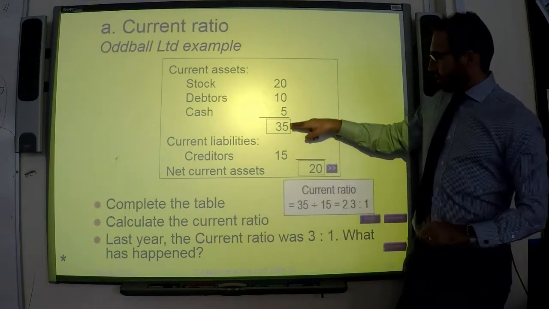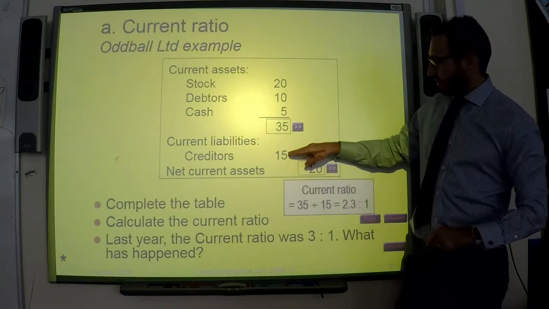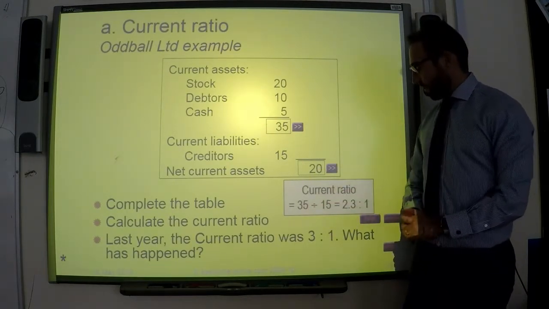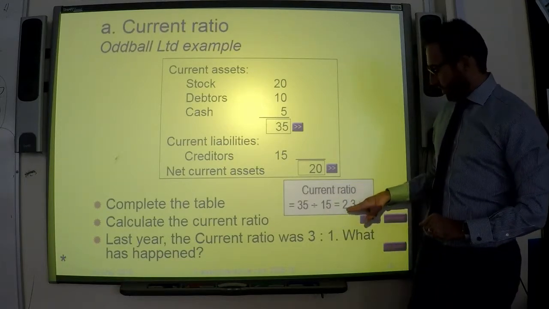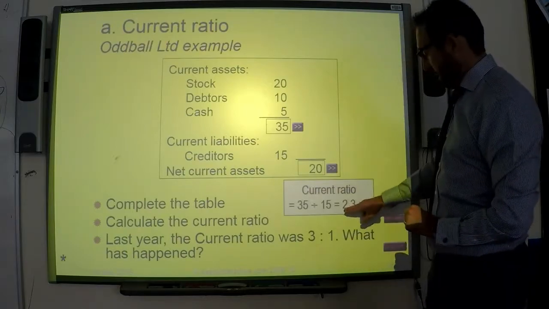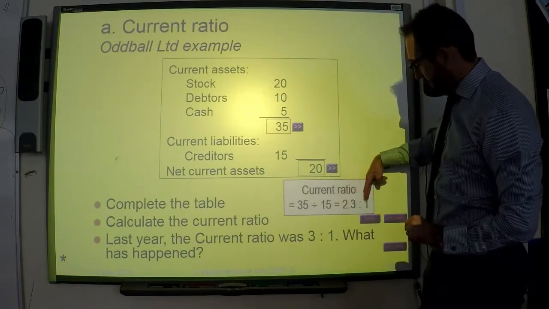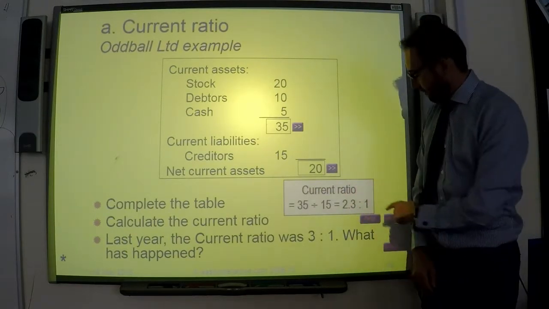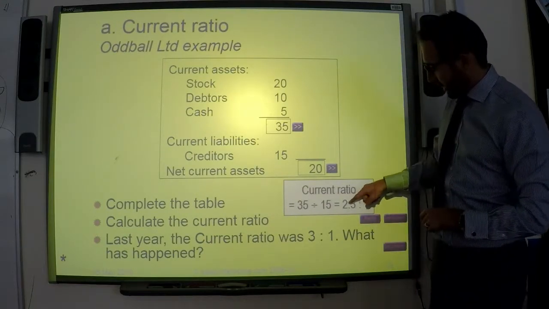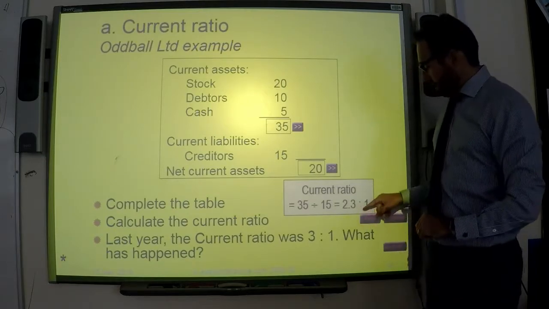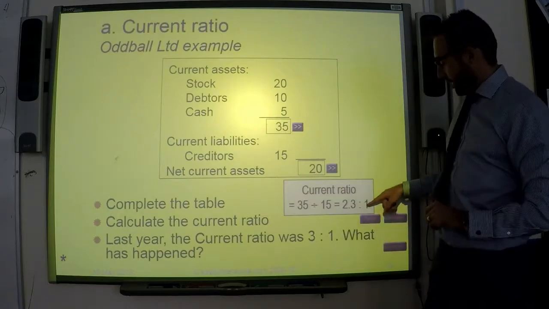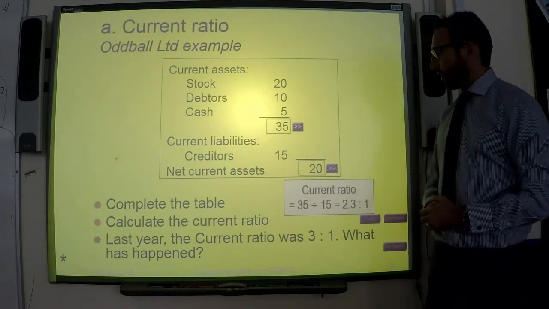Okay, this business has got current assets of 35 and it has current liabilities of 15. So in order to get the current ratio, we do current assets of 35 divided by 15, which gives a ratio of 2.3 to 1. What does that mean? Now remember, a ratio means how much of this do you have for every one of these. Basically, for every one current liability, how many current assets do we have? Okay, so we've made this into its simplest way. So for every one current liability, we have 2.3 current assets.